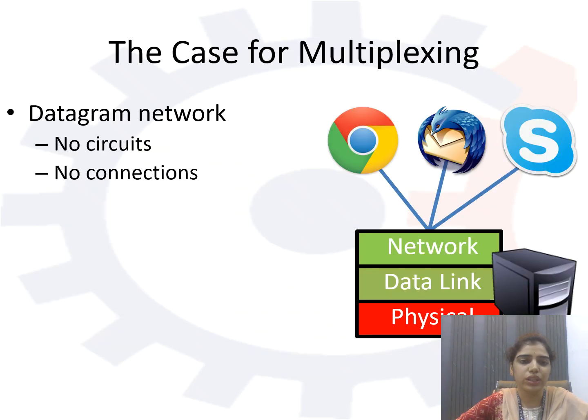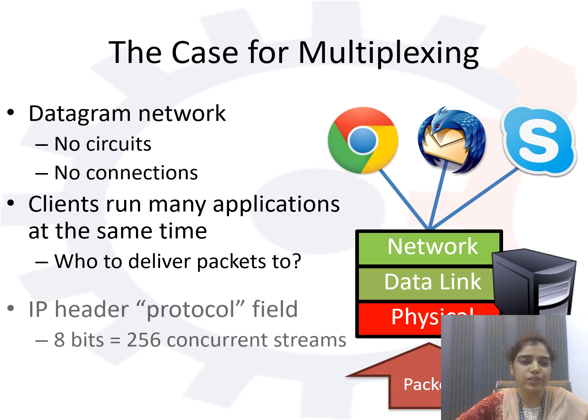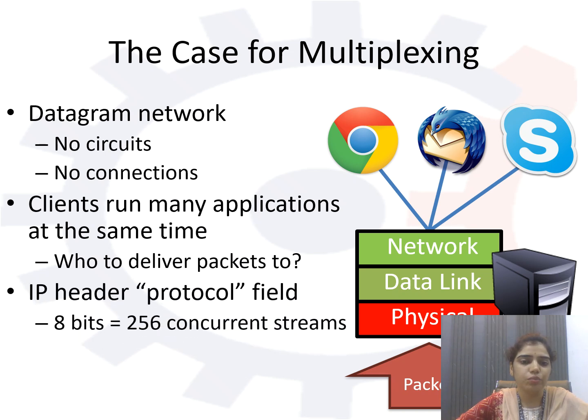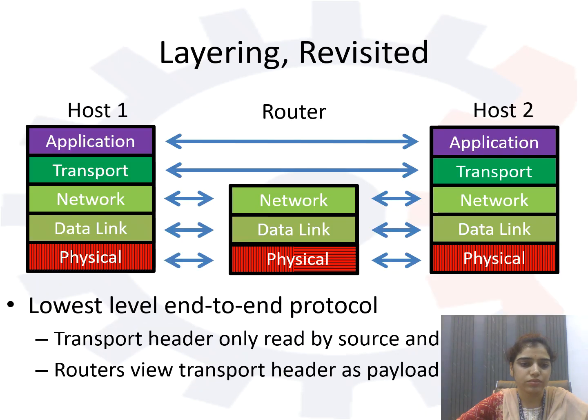The case for multiplexing. Datagram network, no circuits, no connection. Clients run many applications at the same time. Who to deliver packets to? The IP header protocol field of 8 bits allows 256 concurrent streams. Insert a transport layer to handle demultiplexing.